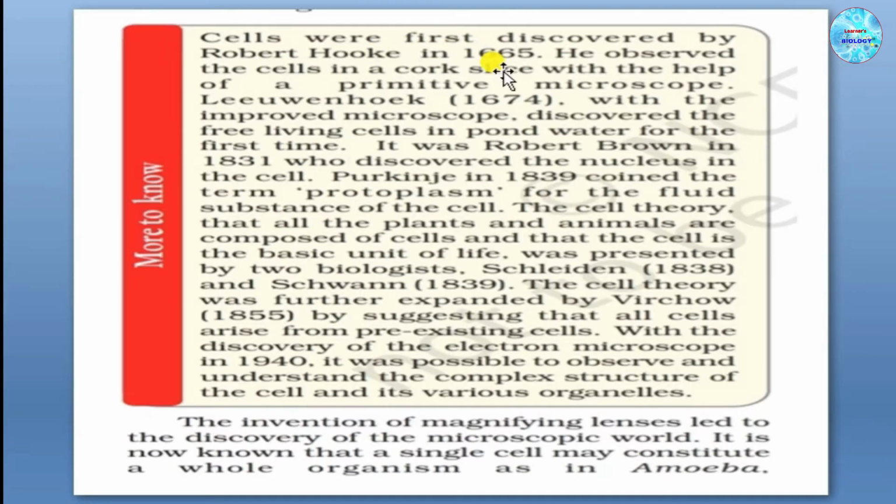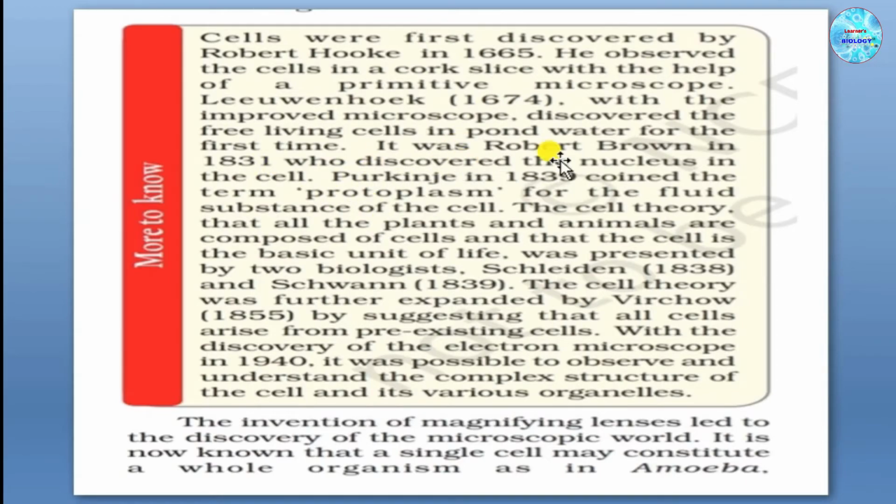As we have already learned, in the year 1665, Robert Hooke first discovered the cells. Then in the year 1674, another person named Leeuwenhoek discovered the free living cells in the pond water for the first time. Now the pond water has different free living cells, zooplanktons, phytoplanktons. So these were discovered by Leeuwenhoek in 1674.